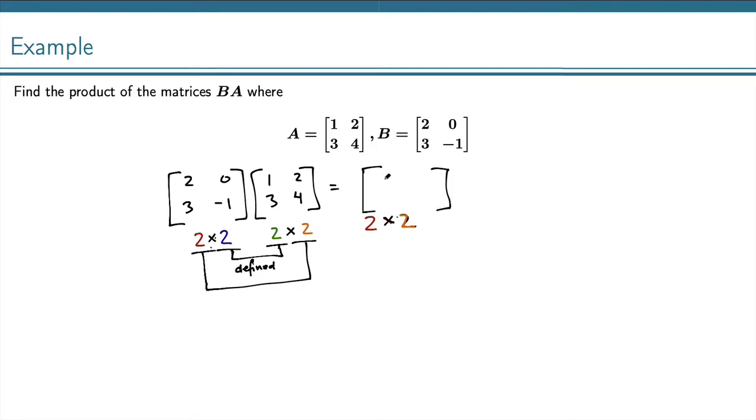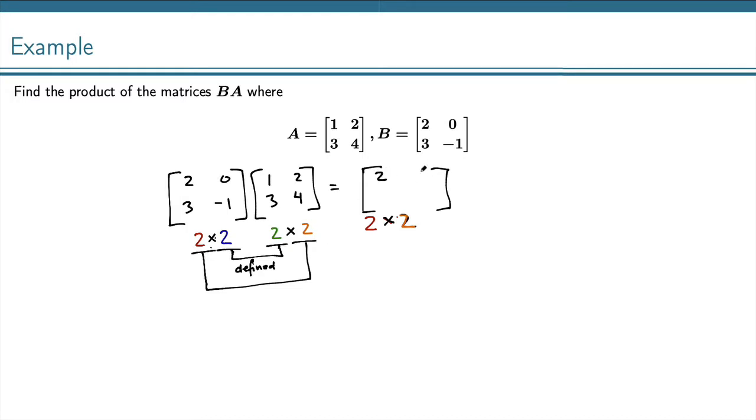Now, this first entry is my first row and first column of my result. So I use the first row and first column. 2 times 1 is 2, plus 0 times 3. That's 2 plus 0, which is 2.